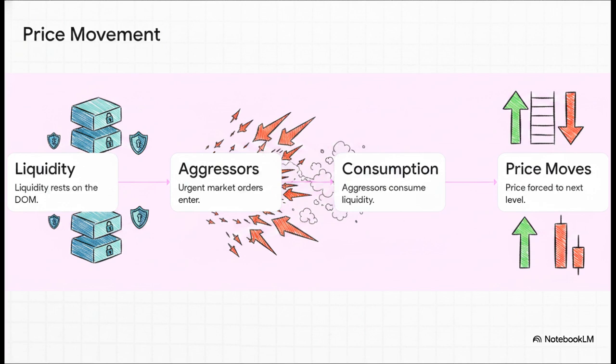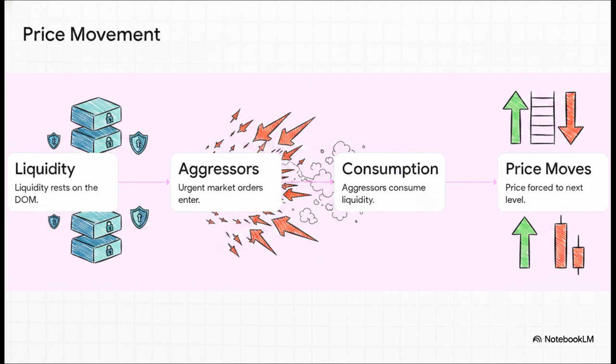Step 1. Liquidity is just resting quietly on the DOM. The defensive lines are drawn at a specific price node. Step 2. Aggressor volume, those urgent, immediate market orders, enters the market. Then step 3 is where the magic happens. The aggressor volume begins consuming that available resting liquidity.